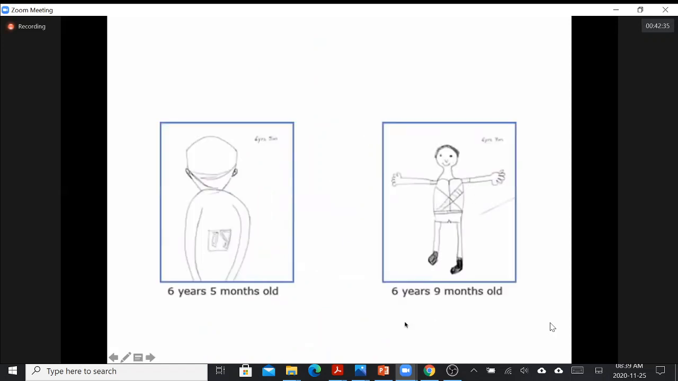Right, so here are some more pictures that have been drawn by a 6 year, 5-month-old child. So the more details they put. Now this guy you can see there are socks and shoes and clothes, and they have drawn fingers, and 5 fingers are drawn. So all those will get marks.